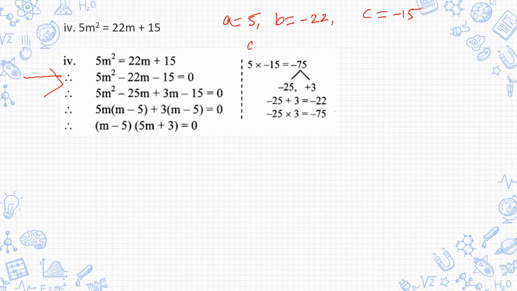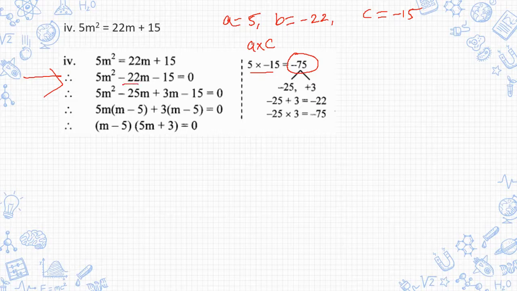So you have to multiply a into c. So a is 5, c is minus 15. 5 into minus 15 will be minus 75. Now minus 75 I want to split into two such numbers that after multiplying those two numbers you should get minus 75, and after adding or subtracting you should get the middle term. So the middle term here is minus 22.